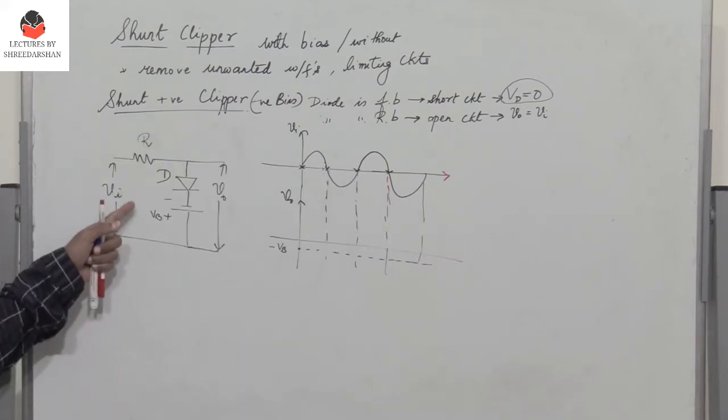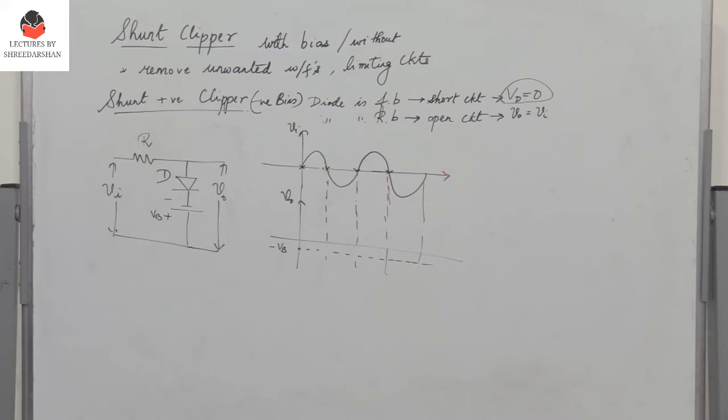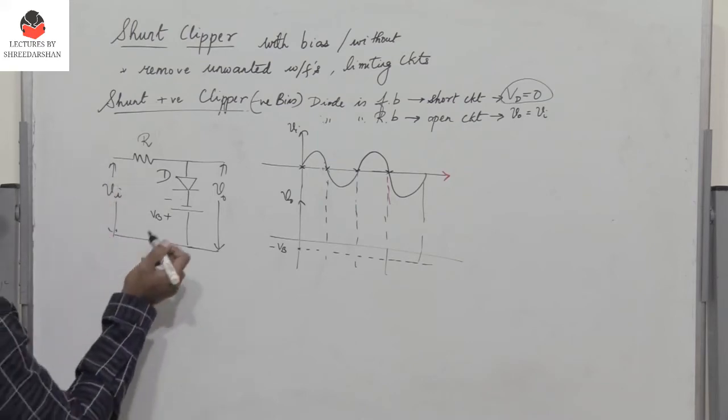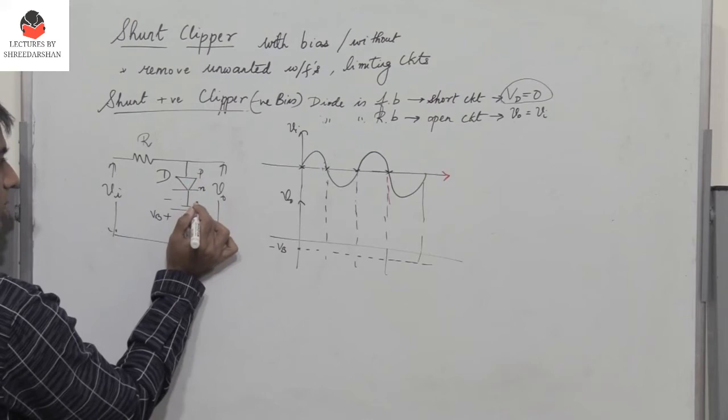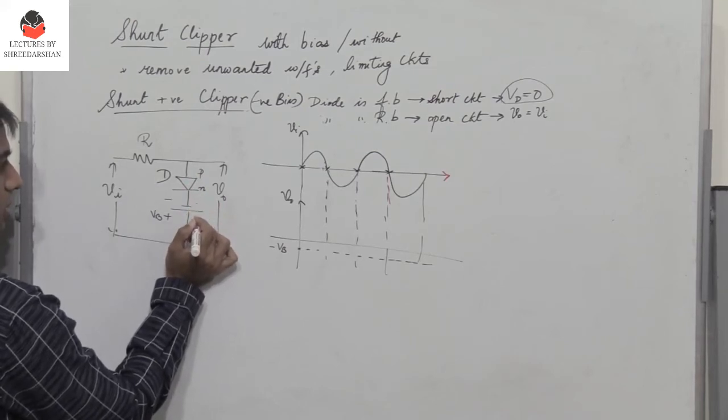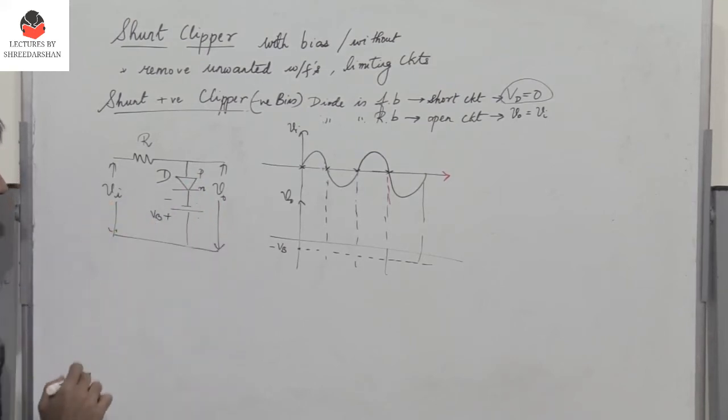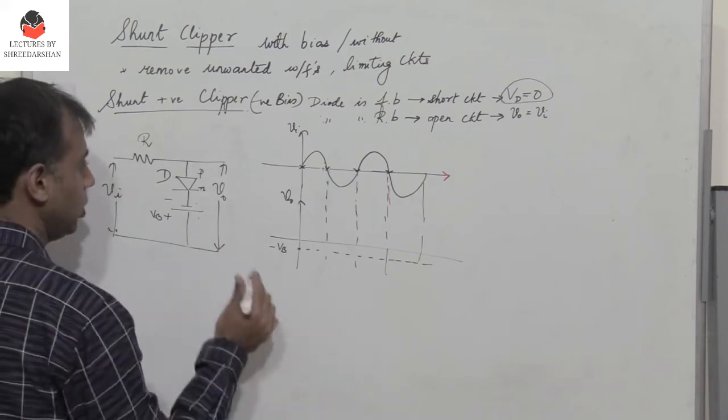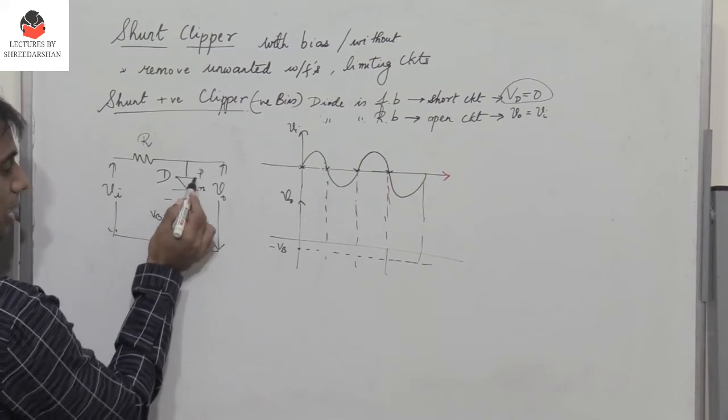So here now I have a shunt positive clipper with negative bias. Let's consider what happens when the input voltage is 0. Here it all just reduces to finding when the diode is forward biased and when the diode is reverse biased. When the input voltage is 0, this is P and this is N, and this is negative and this is positive. So negative is connected to N. When negative is connected to N, what happens? The diode is forward biased.